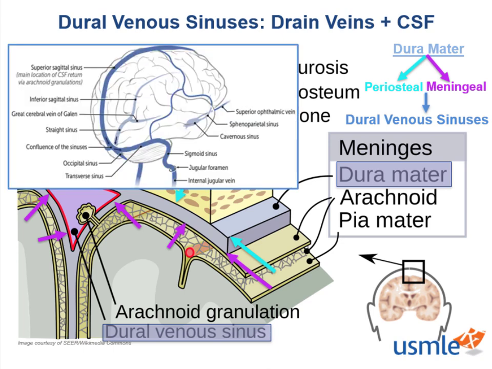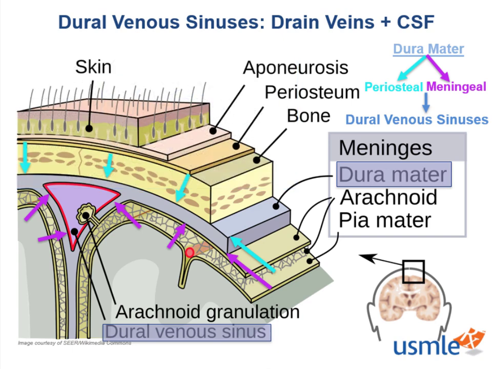This image shows some of the key dural venous sinuses we will cover later. Importantly, dural venous sinuses also drain cerebrospinal fluid. Cerebrospinal fluid flows in the arachnoid layer of the meninges, specifically in the subarachnoid space.